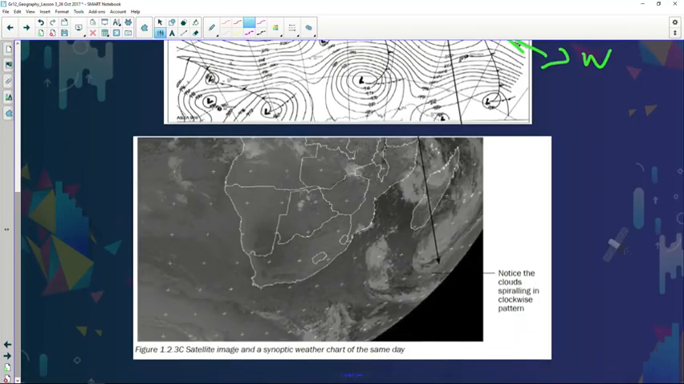If we look at a satellite image, there you can see the band of cloud cover going in a spiraling clockwise circulation, and very importantly, unfortunately we can't see it over here, the eye will be visible. Now, what do we know about the eye? It is where subsidence is taking place, sinking air.